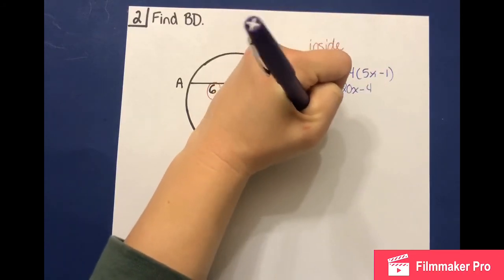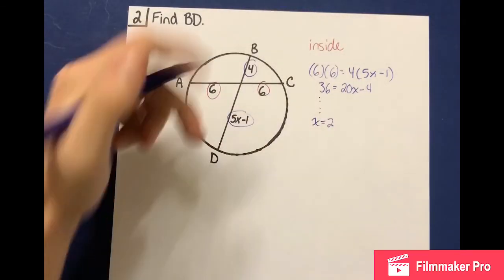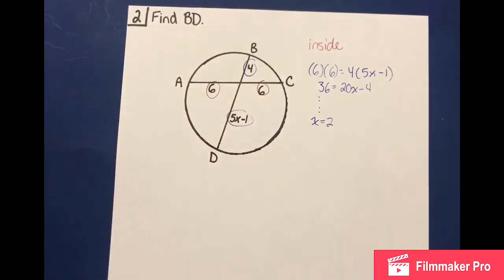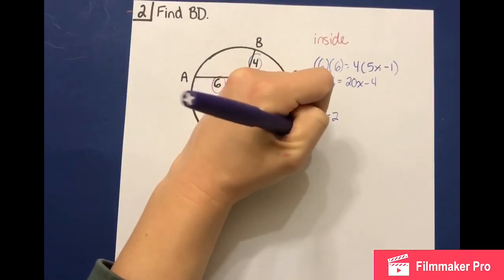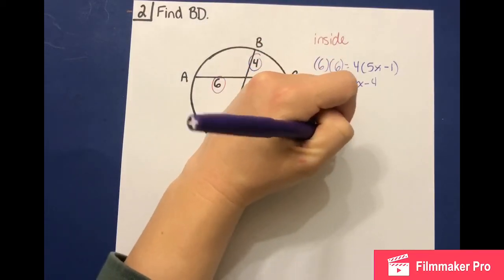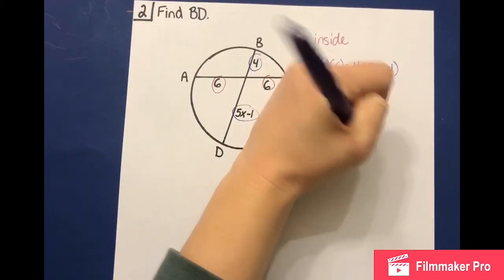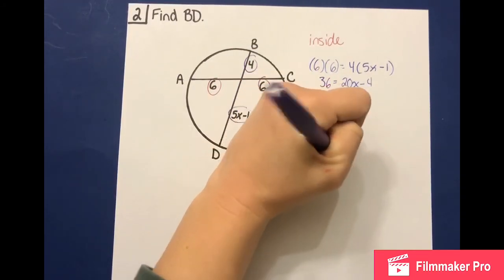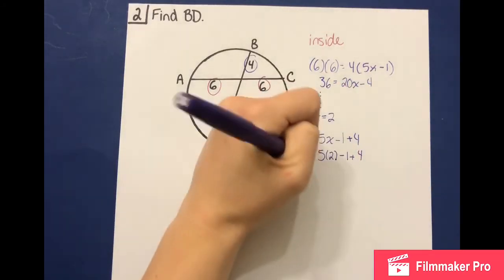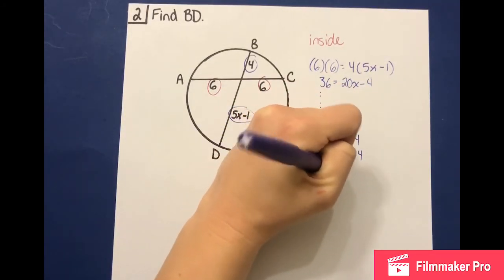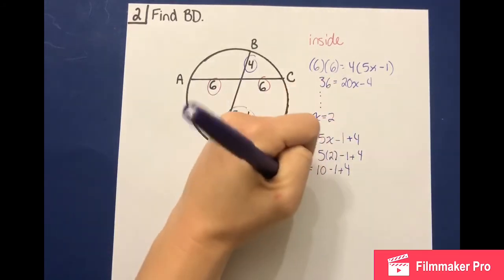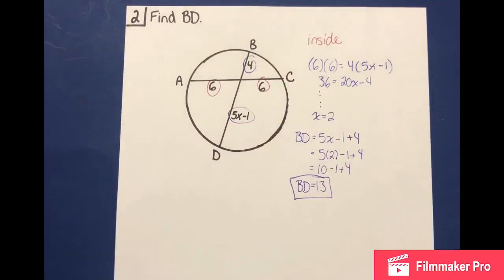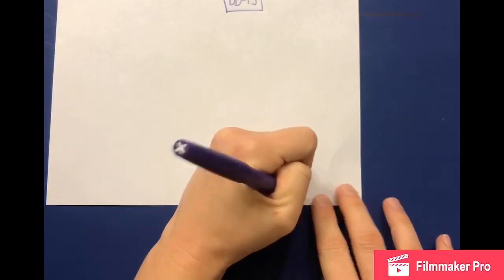Do a little bit of math gymnastics. I get x equals 2. This one's the length of BD though, so let's plug that back in. Well, that's 4 and this one combined. So I'm going to have BD equals 5x minus 1 plus 4. And let me substitute in my x that I just found. I have 5 times 2 minus 1 plus 4, which is 10 minus 1 plus 4, which gives me BD equal to 13. And that I'm just going to put right down here.